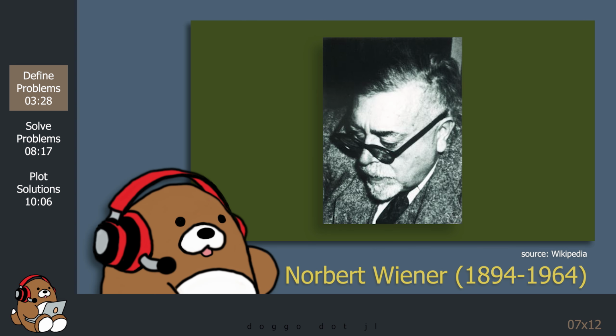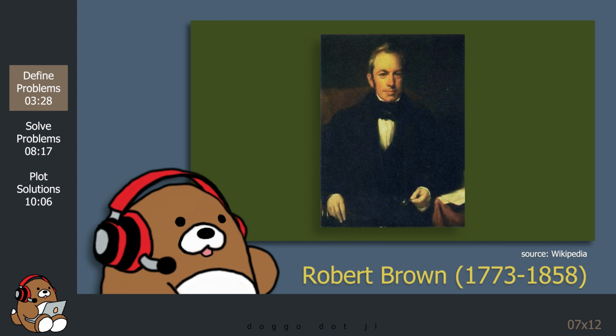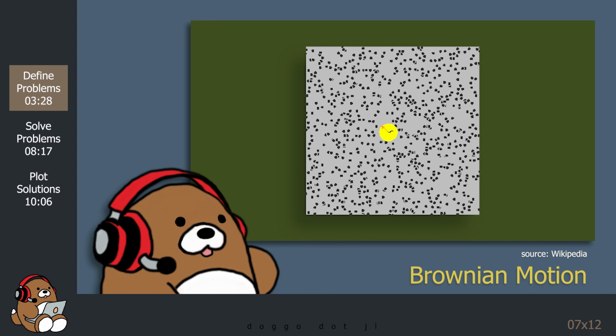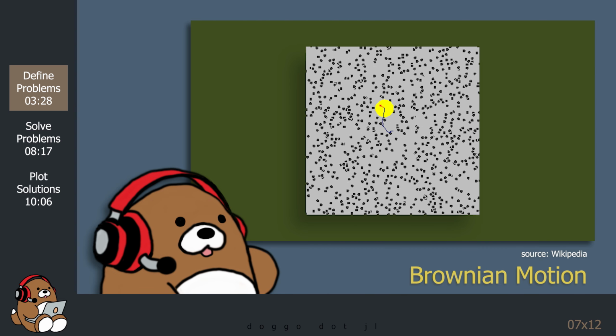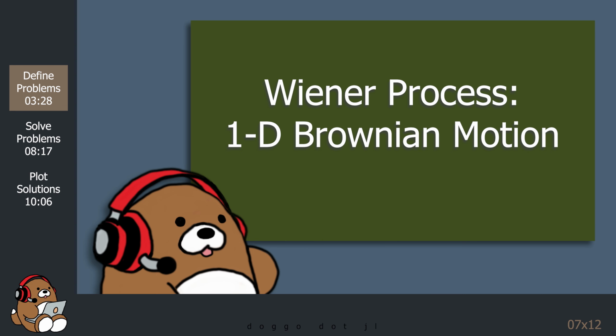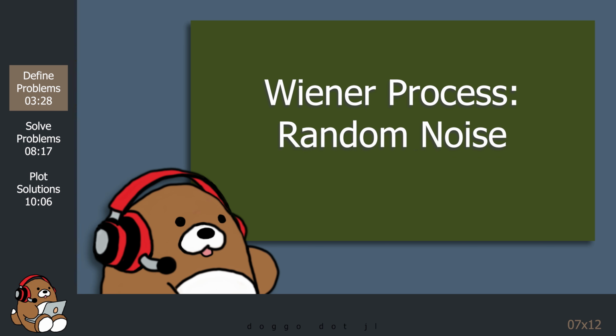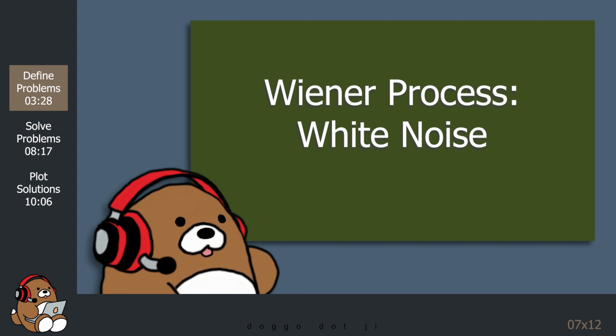The Wiener process is named after the American mathematician Norbert Wiener. This process is the one-dimensional Brownian motion. Brownian motion is named after the Scottish botanist Robert Brown, who in 1827 first described the multidimensional random motion of particles suspended in a liquid or a gas. So to recap, Brownian motion is random motion in multiple dimensions, and the Wiener process is random motion in just one of those dimensions. In other words, the Wiener process defines some random noise, which is also referred to as white noise.